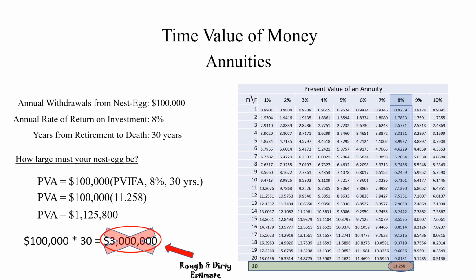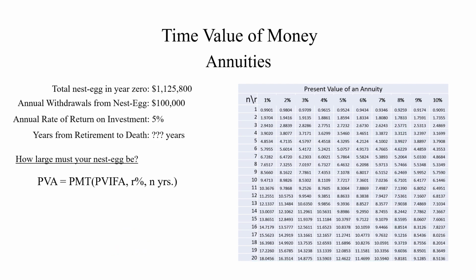You can see just how inaccurate the rough and dirty estimate was and how it so badly overstated your retirement needs. And the longer the time period, the more inaccurate it will be. Let's look at a variation on this theme. Suppose you could only get a 5% annual rate of return on investment. How many years would that $1,125,800 nest egg pay you $100,000 a year before it was completely exhausted?